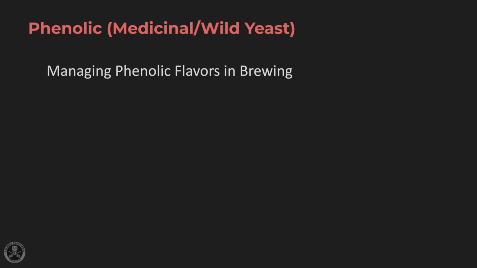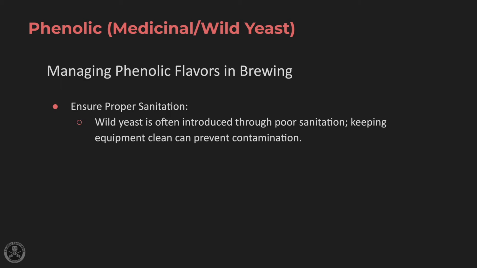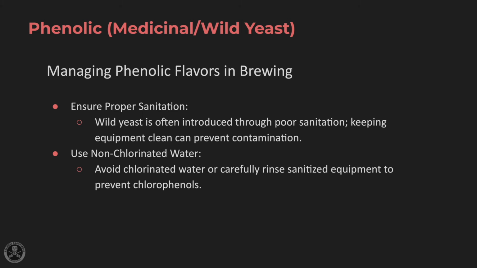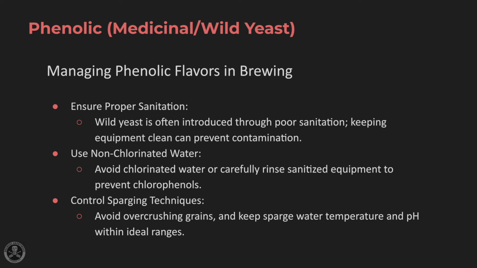There are some things we can do to manage these phenolic flavors in brewing. Proper sanitation is always the best course of action. In this case, it helps us prevent wild yeast contamination. Avoiding chlorinated water to prevent chlorophenols from developing. And make sure our sparging process is dialed in. Be sure not to oversparge or use too hot or too alkaline water.